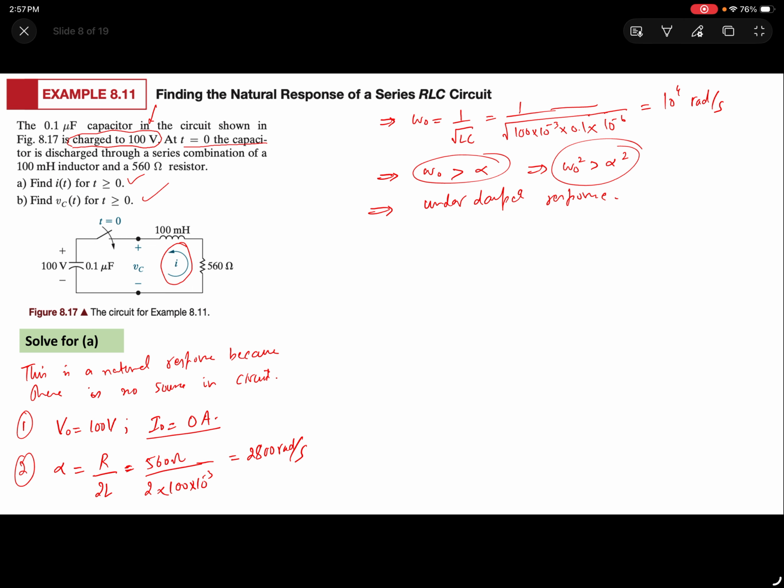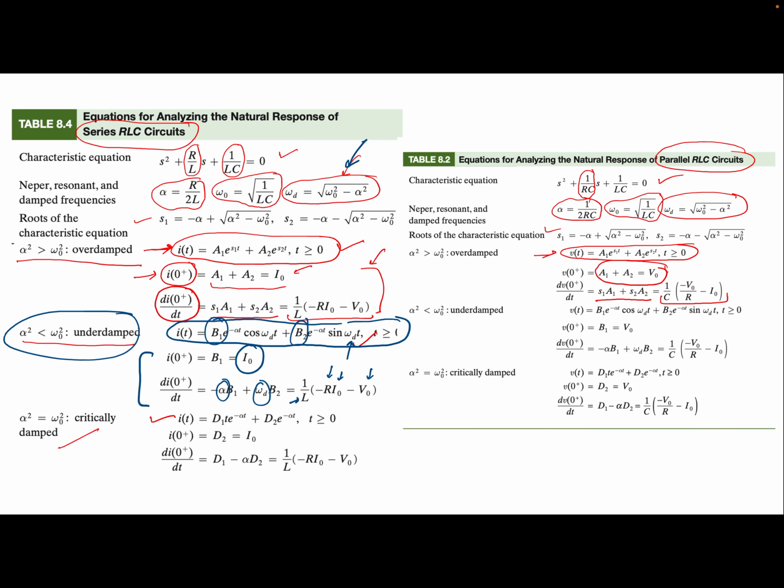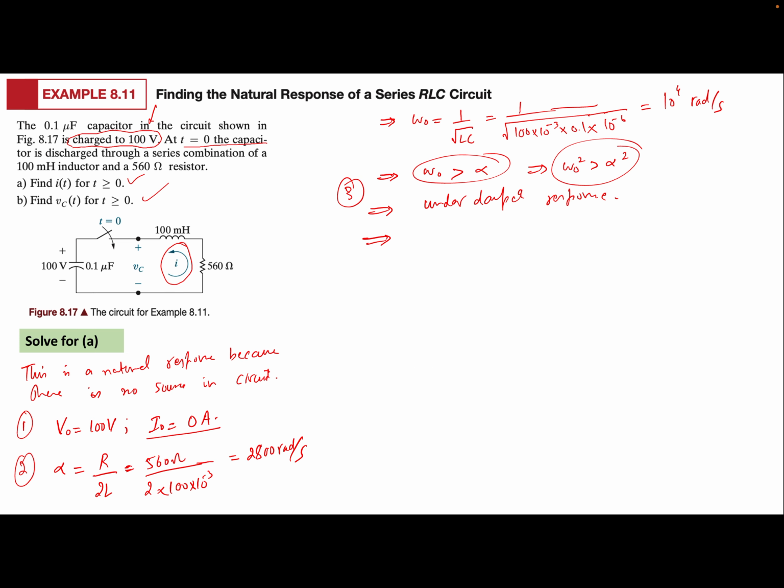Okay, so once we determine the underdamped response, we have to write down the equation. Again, we can easily write down that equation from the table. From this table, once we find out underdamped, we need to pick this equation and then these two equations to find the constants. So the expression for the current comes out to be B1 e raised to the power minus alpha t cos of omega d t plus B2 e raised to the power minus alpha t sine of omega d t, for t greater than or equal to 0. Okay, so this is the expression.